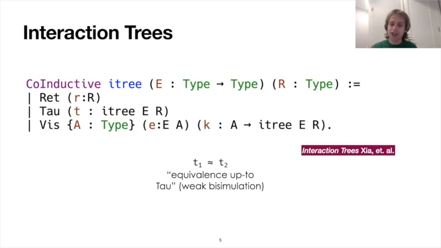And this approach comes from the paper Interaction Trees by Xia et al. from last year's POPL, and it forms a monad. So there are return and bind functions we can define on this. Return is just the ret constructor. Bind is too complicated to go into here, but it's closely related to viz.